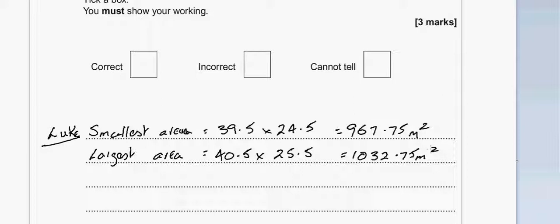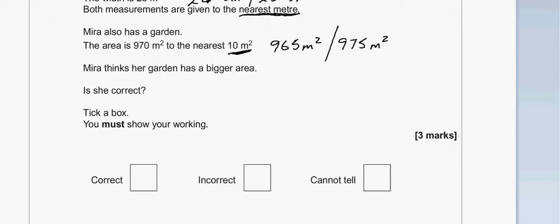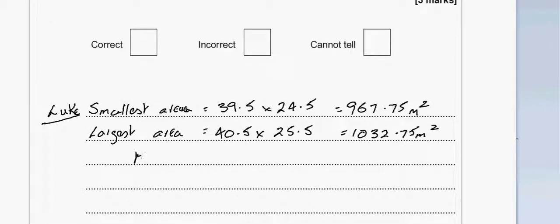Okay, so we've shown our working, we've shown why it is what it is. Now Myra's garden is 965 or 975, so this is Myra equals 965 metres squared or 975 metres squared. Okay, well, if we work to the smallest area, in theory she's right, because it would be less than her largest area. But if we take Luke's largest area, then she's wrong.